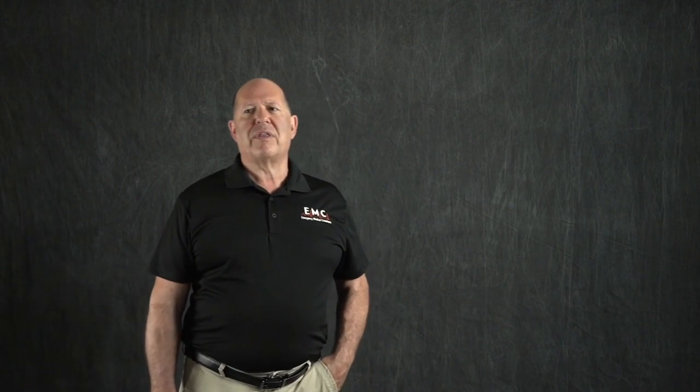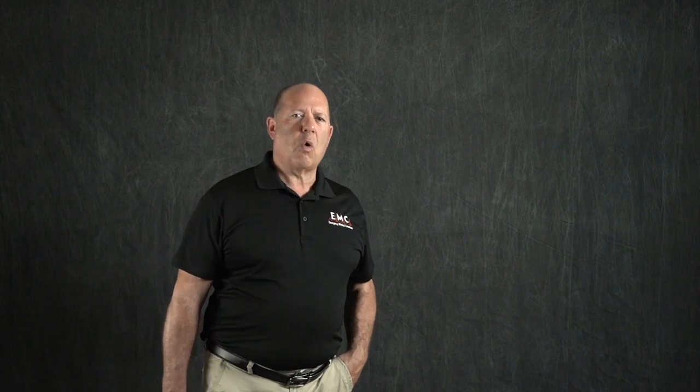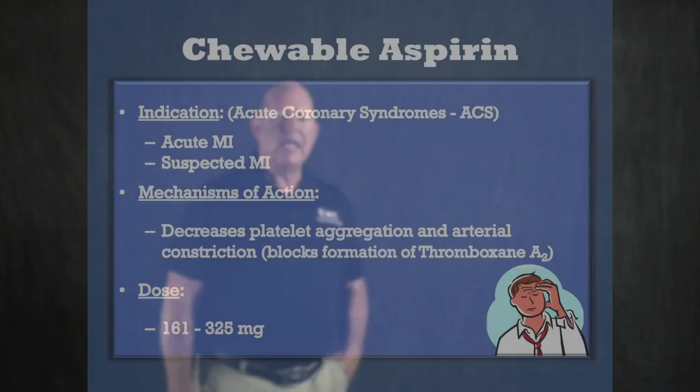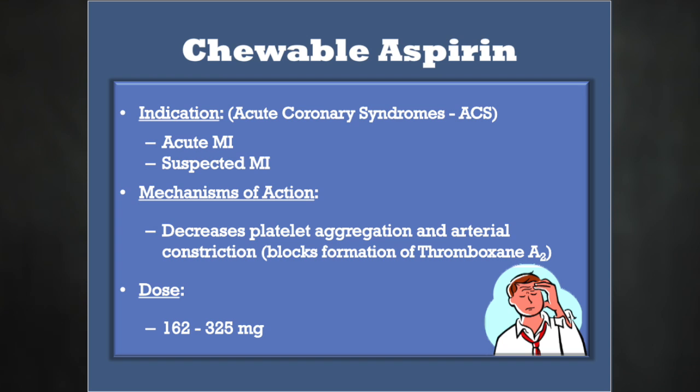Probably the most important thing you'll do for somebody who's having an acute coronary syndrome, or a cardiac event, is to give them aspirin. Aspirin acts as an antiplatelet drug by blocking the effects of a chemical called thromboxane A2. Thromboxane A2 causes vasoconstriction in the coronary vessel when it's damaged. It also causes the platelets to stick together a little bit more aggressively.